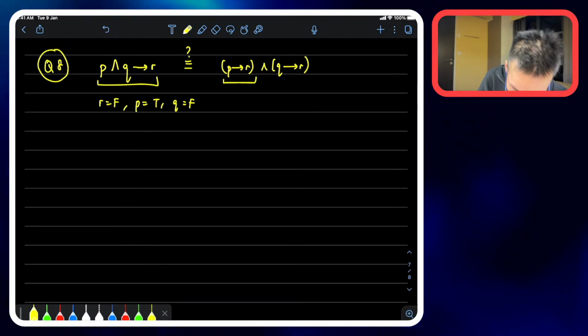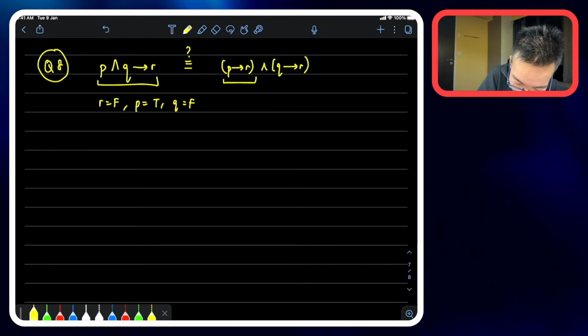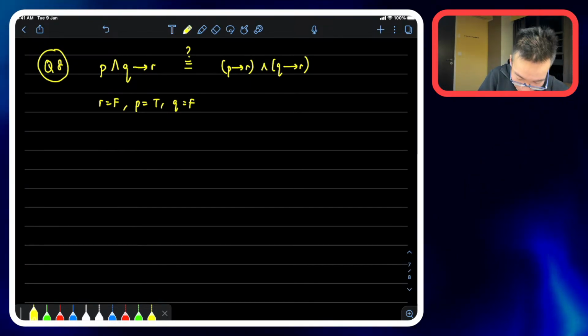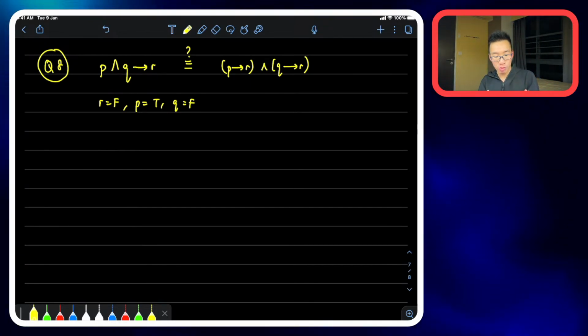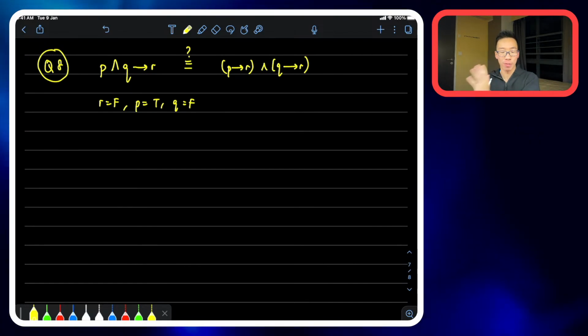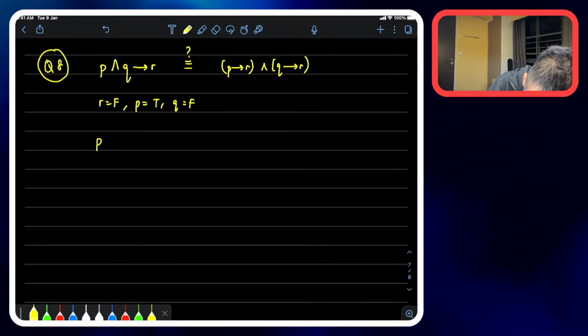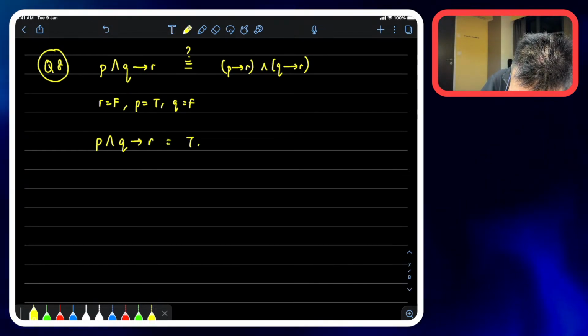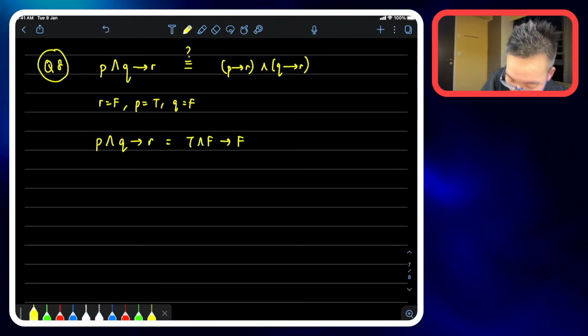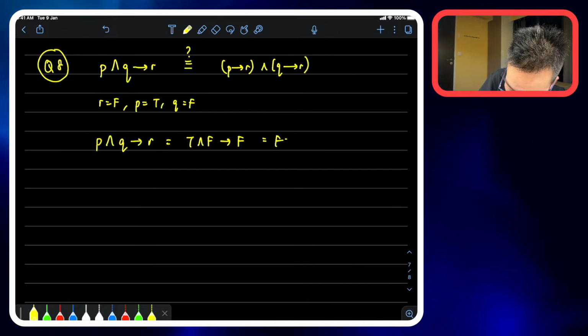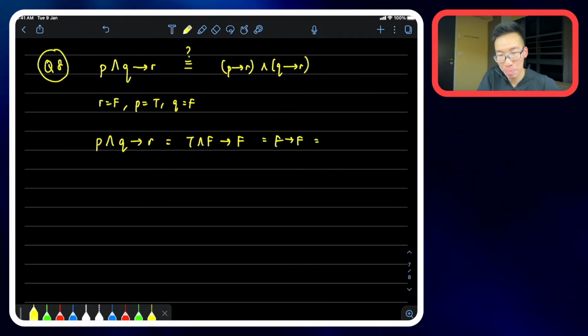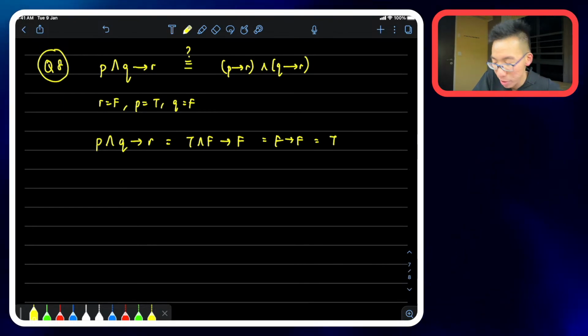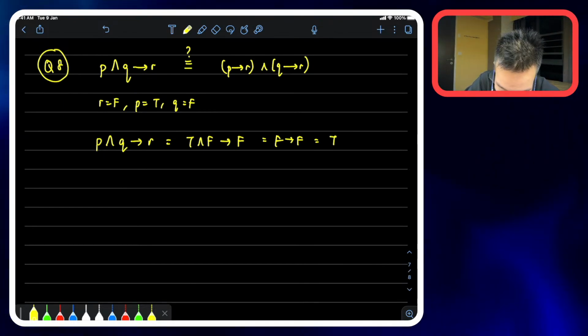So let's go ahead to establish that. If we make this choice of P being true, Q being false, and R being false, then P and Q implies R is going to be false implying false, and false implying anything is as a whole true because it's a vacuous statement.